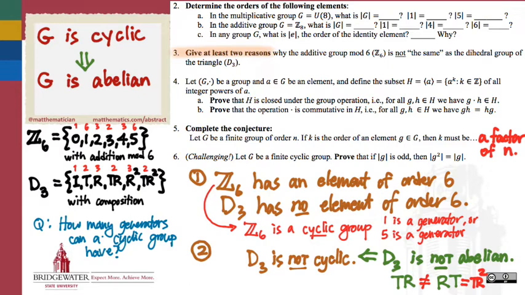So something to maybe add to your to-do list for the weekend is see if you can flesh out that proof: that if G is a cyclic group, then G is an abelian group.